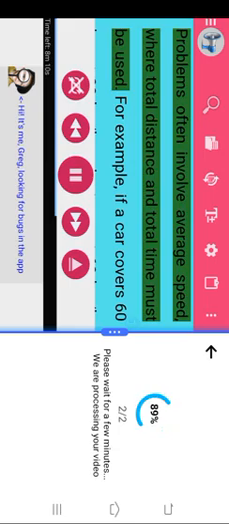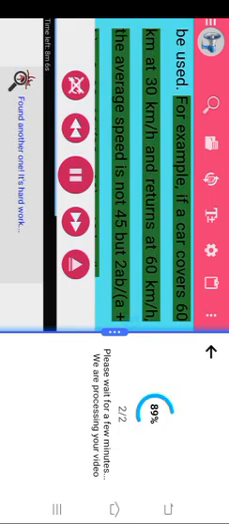Problems often involve average speed, where total distance and total time must be used. For example, if a car covers 60 kilometers at 30 kilometers per hour and returns at 60 kilometers per hour, the average speed is not 45 but 2ab/(a+b) equals 2 times 30 times 60 divided by (30 plus 60) equals 40 kilometers per hour.